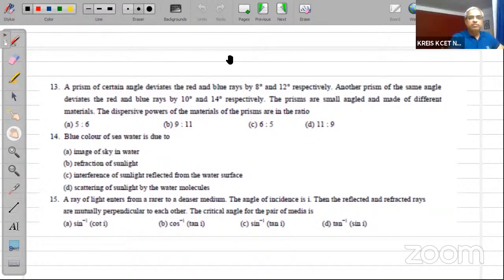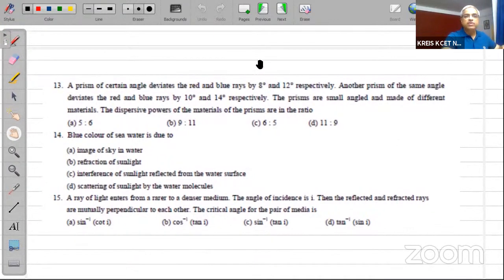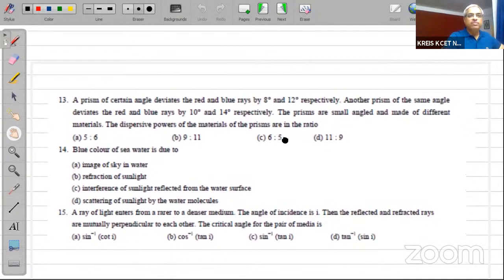There was some disturbance, so I had to really cut it down. Okay, fine. So let's get back to question number 13.